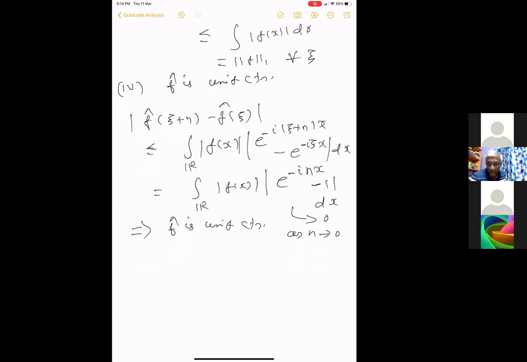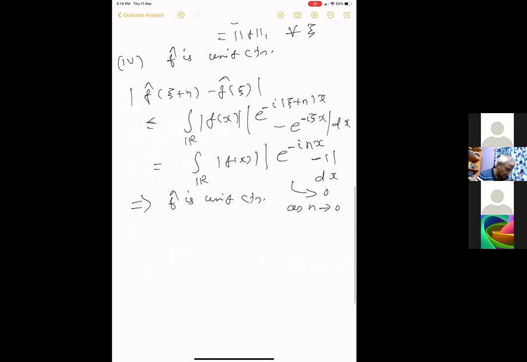You can choose a uniform delta, given epsilon, such that this thing is less than epsilon. Okay, so that's what uniform continuity is. So this implies f is in L1. That's what we have defined it for.